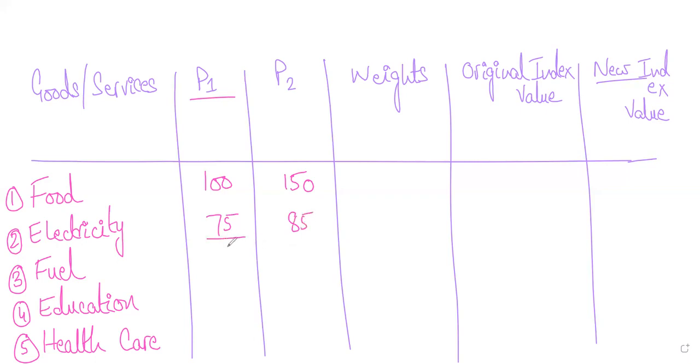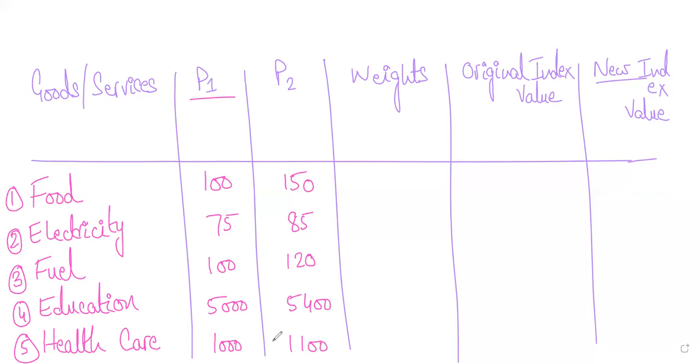Now, similarly, I'm making these values up, as you can tell. Let's say 1 unit of electricity at the start of the period was 75. At the end of the period, each unit of electricity has increased to 85 rupees. Then the fuel in Pakistan, let's say it was 100 at the start, and now it's 120 rupees per liter. Education, this is a little difficult to quantify, but let's say a typical public school fee in Pakistan was 5,000 per month at the start of the period, and now it has increased to 5,400 rupees per month. Similarly, healthcare: a typical visit to a doctor in Pakistan cost 1,000 rupees previously, and now that has increased to, let's say, 1,100.